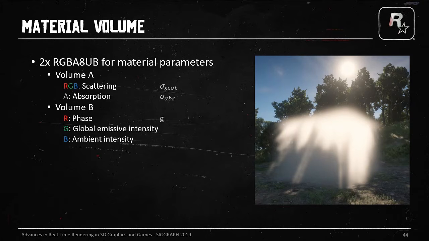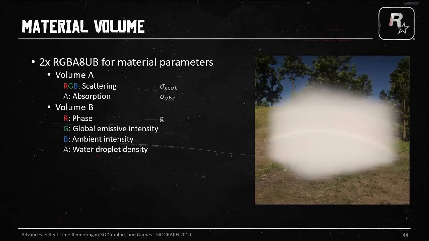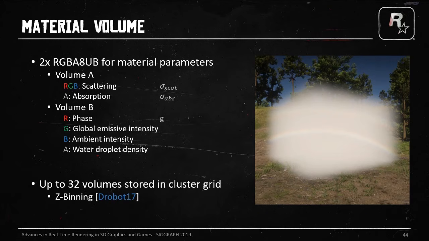And we also have an ambient intensity, which we store in the blue channel, which allows us to basically overestimate the ambient occlusion, which is very useful for interiors where we don't have such high frequency data. And the alpha channel stores the water droplet density mentioned before to control rainbow placement. For fog volumes, we support up to 32 of these. They are organized in a cluster grid similar to the lights, which is implemented by using Z-binning.